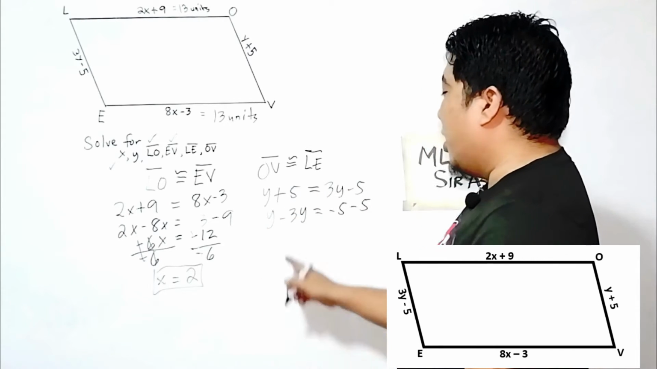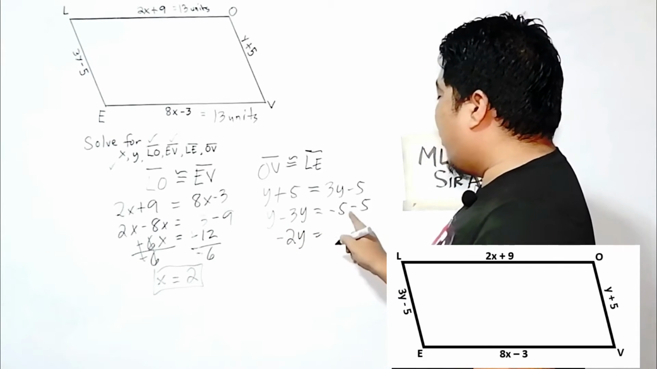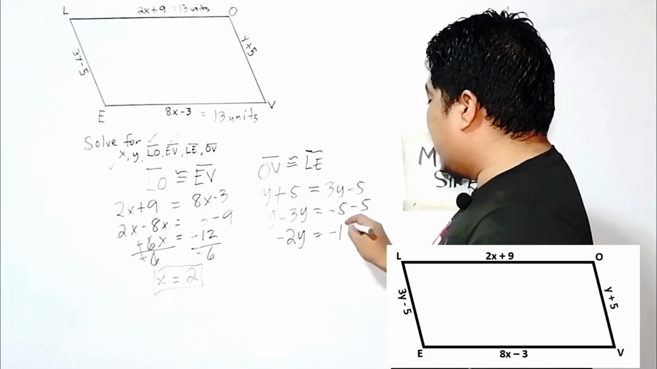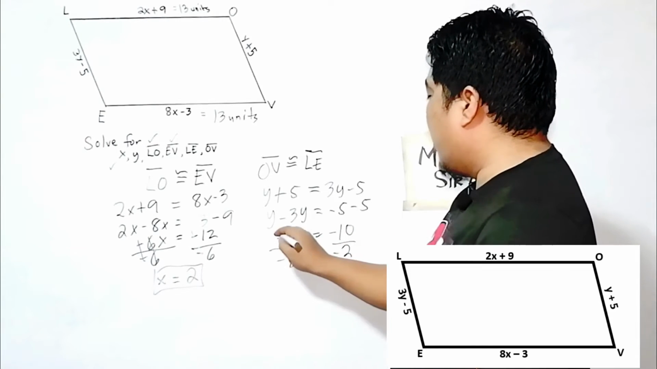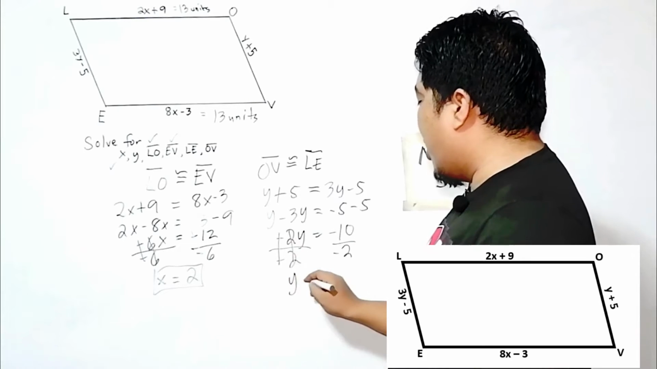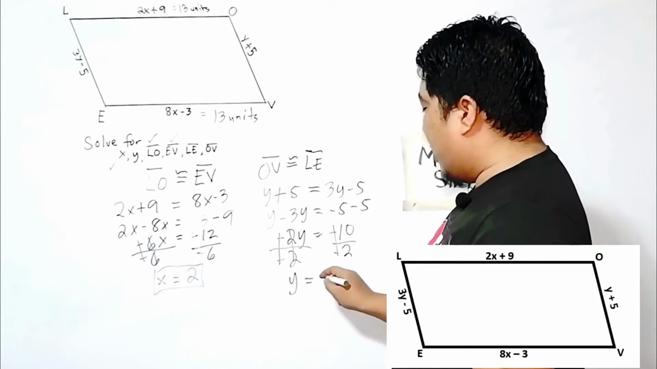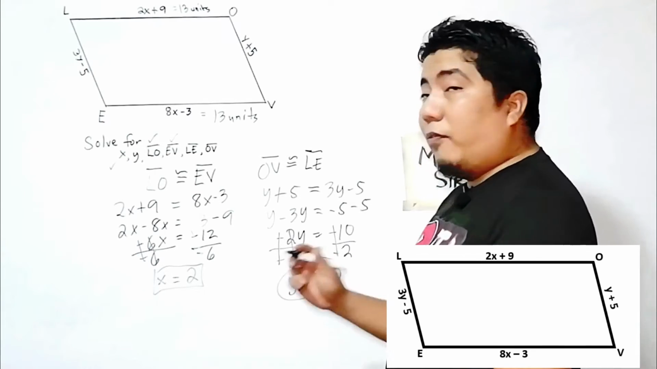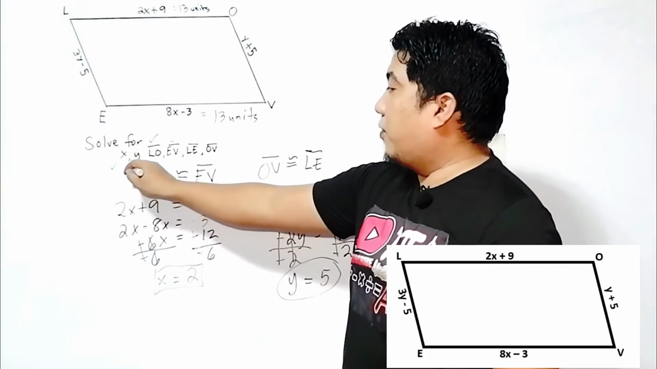Easy, right? Okay, so y minus 3y, that will give us negative 2y, and negative 5 minus 5, that will give us negative 10. We divide both sides by negative 2. This will be cancelled, giving us the value of y, and this will also be cancelled. So 10 divided by 2, that is positive 5. Therefore, the value of our y is equal to positive 5.